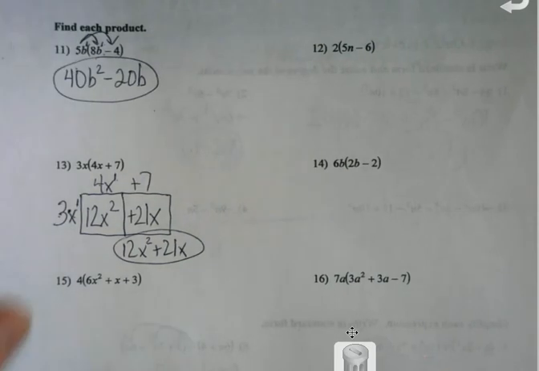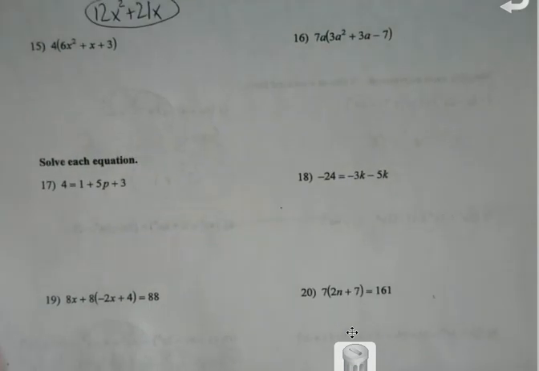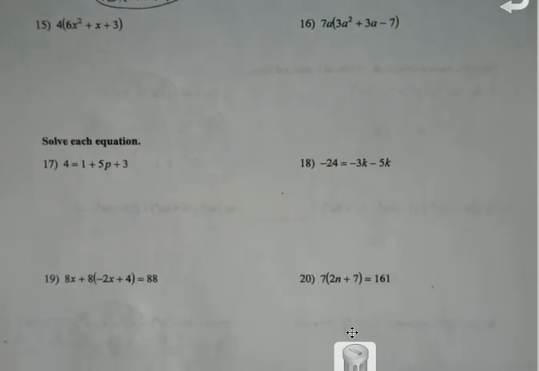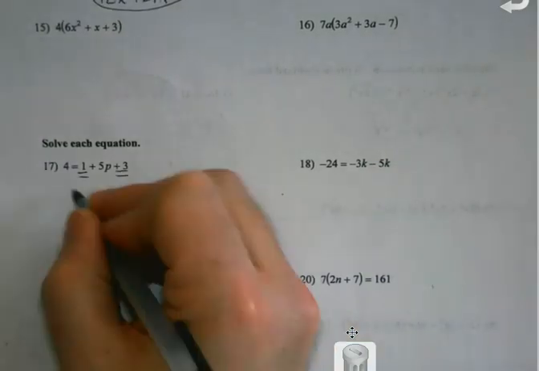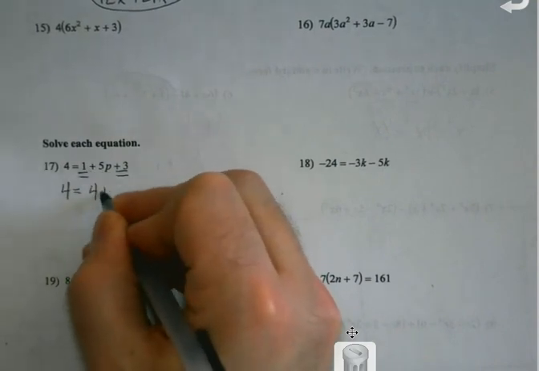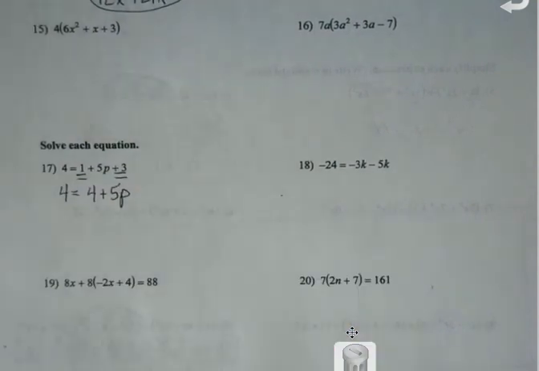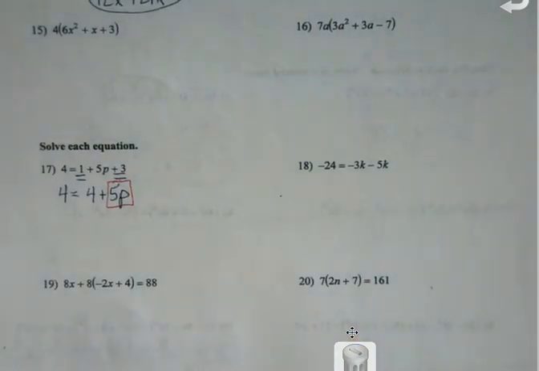All right, let me move down to equations here because I don't want to go into overkill on the multiplying since we've already seen some of that today. So I'm going to do one of each of these with you. So let's see. Let's try out 17 and 19 here. Okay, solve the equation. If I see any like terms on the same side of the equals, I'm going to do that first. So that would be 4 plus 5p. Once I combine any like terms, my job becomes solve for p.